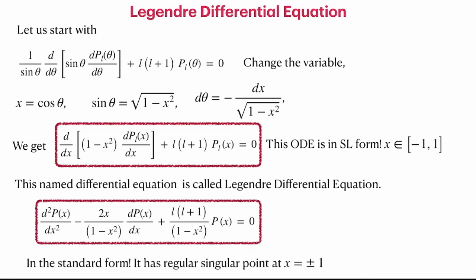Now it is straightforward to see that there are two singular points at x is equal to plus or minus 1. Both of these are regular singular points. It is straightforward to see we have a 1 minus x square in the denominator, which can be written as 1 plus x into 1 minus x, and both are simple poles at x is equal to minus 1 and plus 1. So this is a regular singular point. We can have a power series solution for the Legendre's differential equation. Let's quickly look at the power series solution for Legendre's differential equation.